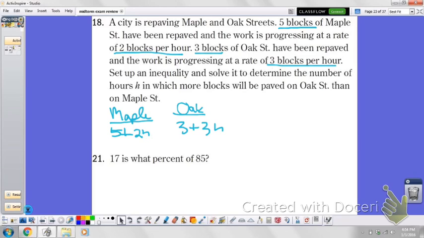And we need to write the inequality to determine the number of hours in which more blocks will be paved on Oak Street than on Maple Street. So Oak needs to be greater than Maple. So if I take 3 plus 3h, I know it needs to be greater than 5 plus 2h.